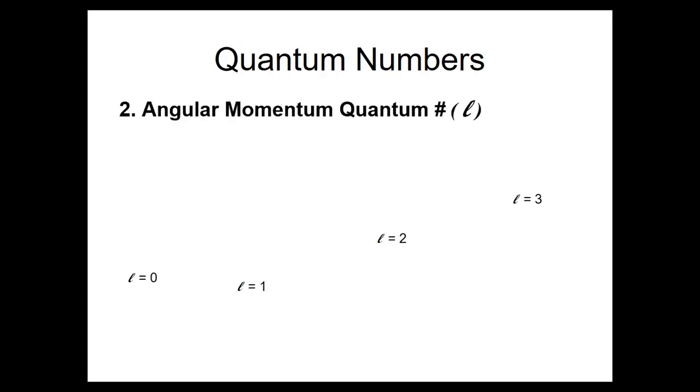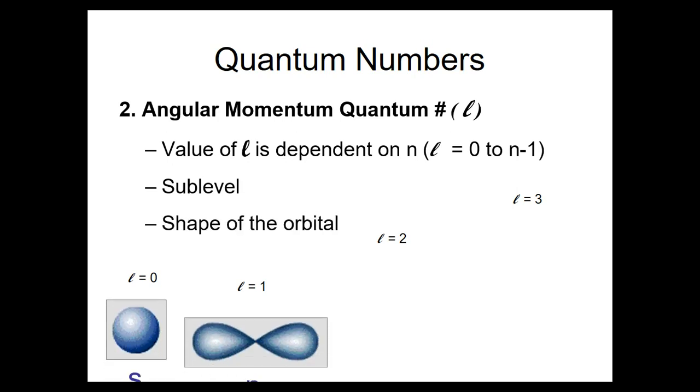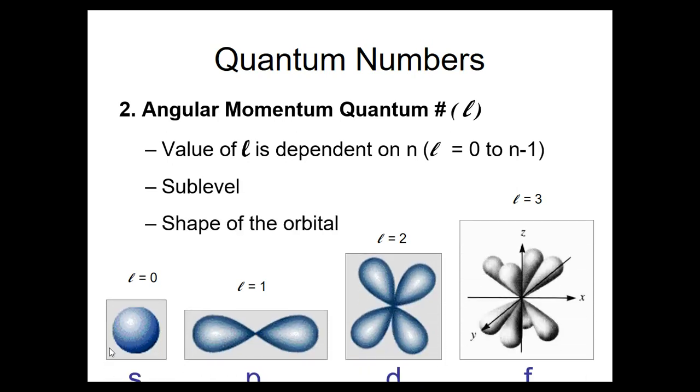So we're going to be going over L, which describes the shape of our orbitals. So L is dependent on N, so I'm going to go over what exactly that means. There's 4 different values of L. So 4 different orbital shapes. We have L is equal to 0, L is equal to 1, which looks like a dumbbell, L is equal to 2, where you have a double dumbbell, and L is equal to 3, which looks kind of like a flower.